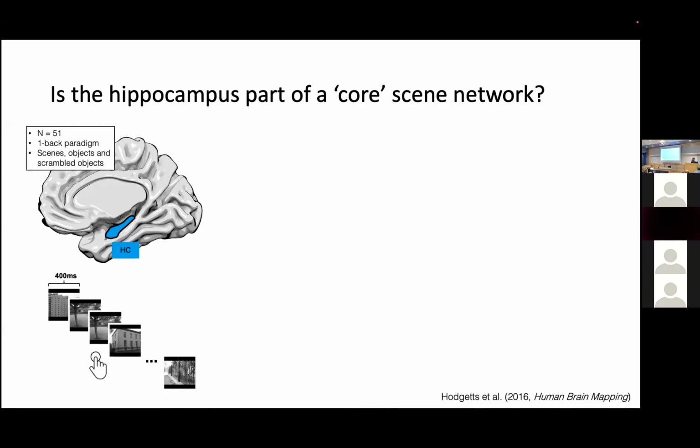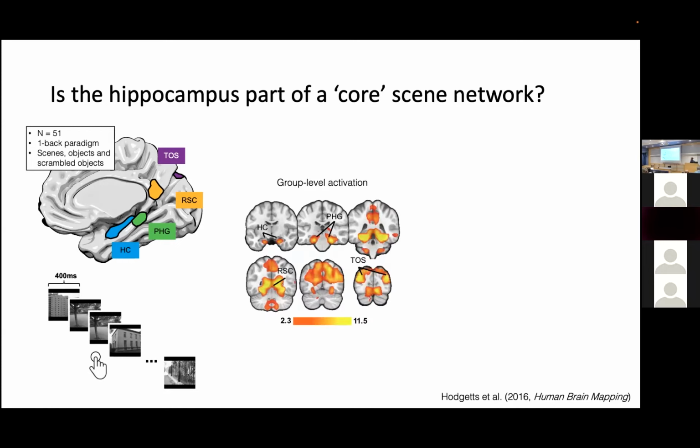What's particularly interesting is that we focused not only on the hippocampus, but also on this more extended scene processing network. We wanted to compare the functional properties of the hippocampus in this task to the posterior parahippocampal gyrus, or PPA, the retrosplenial cortex, and also the transverse occipital sulcus, or the OPA. First, we did a standard group-level analysis. When comparing scenes versus other classes of stimuli, we found that this extended network is robustly activated, including PHG, RSC, and TOS, but also that we get strong activity in the anterior medial part of the hippocampus.